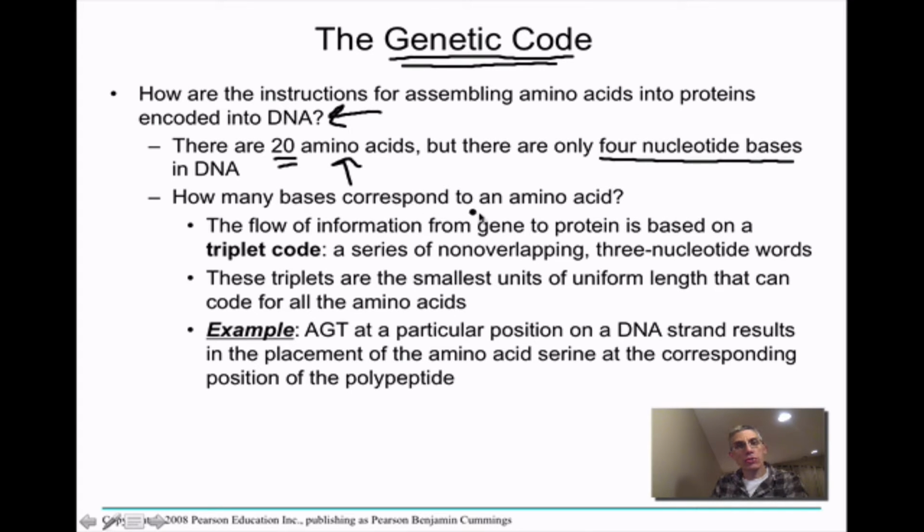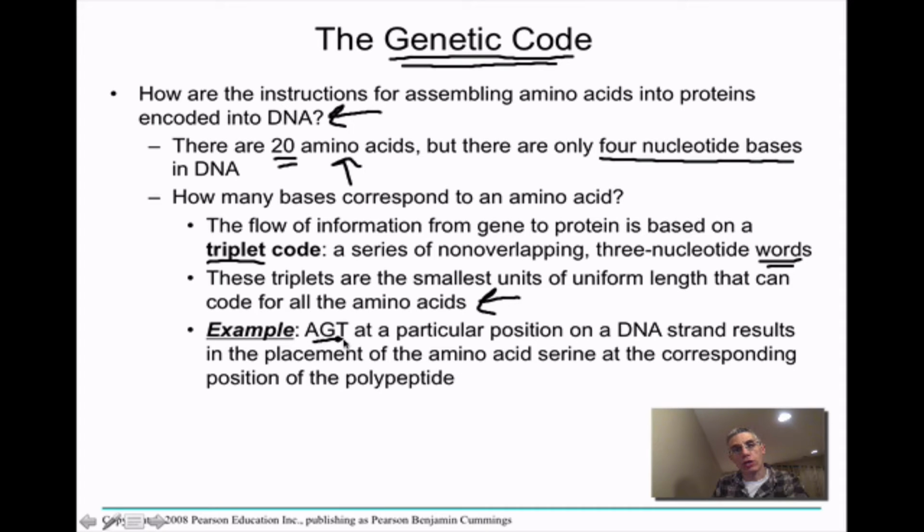Now, how many bases correspond to an amino acid? Well, the flow of information from gene to protein is based on a triplet code, in other words, a code of 3. This is a series of non-overlapping 3-nucleotide words. These triplets are the smallest units of uniform length that can actually code for all 20 of those amino acids. An example that we have here is AGT.